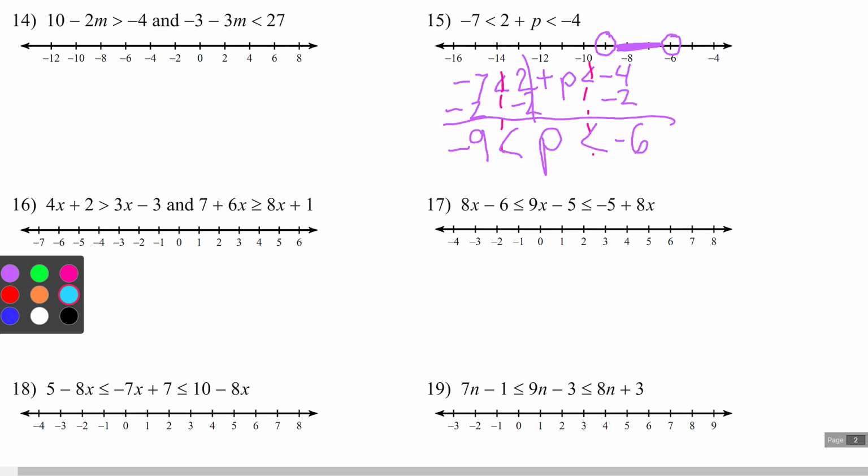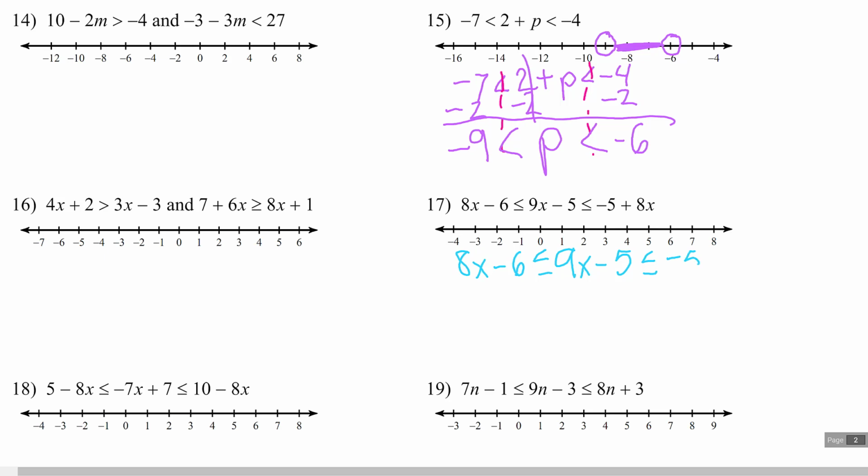Okay, question number 17. All right, so this looks like a pretty complicated problem. There looks like there's lots of things going on, but we're not going to let that intimidate us. I'm just going to rewrite the equation. 8x minus 6 is less than or equal to 9x minus 5, which is less than or equal to -5 plus 8x. I'm going to solve it just like I did the one above. I'm going to say, okay, we have 3 parts to this inequality, so let's solve each part.